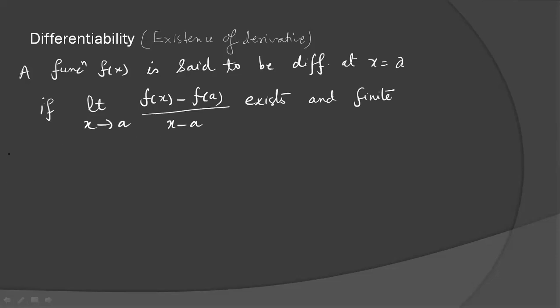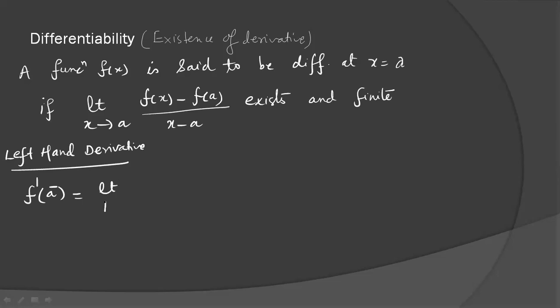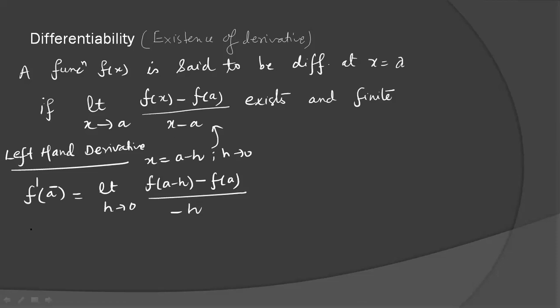If we approach from the left hand side, it is called the left hand derivative. So the left hand derivative of function f at a is defined as f dash a minus, where the minus sign defines the left hand derivative. It will be equal to limit h tending to 0. You will put x equal to a minus h, and this can be reduced to (f of a minus h minus f(a)) upon minus h.